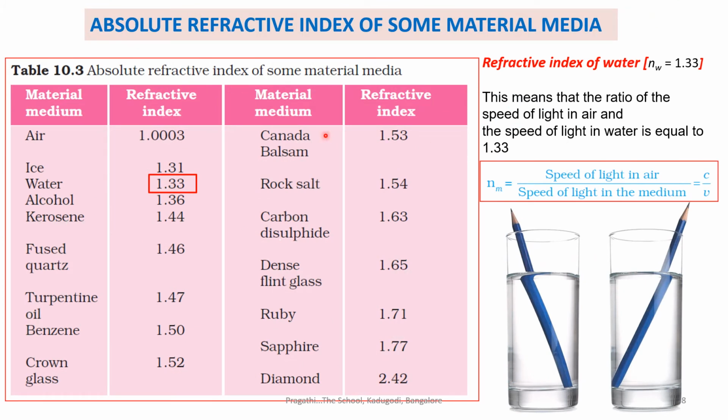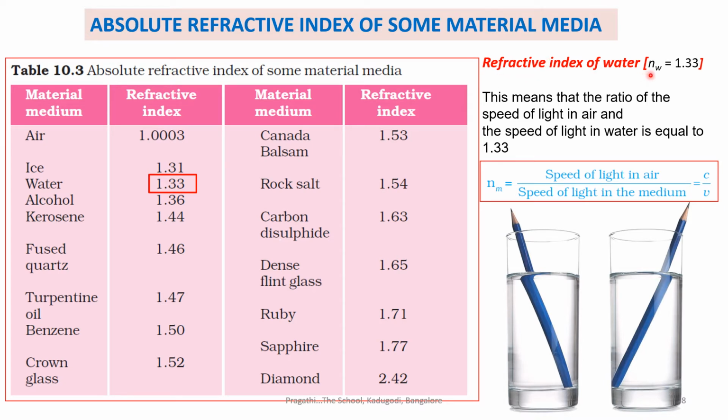We can see the absolute refractive index, or simply it can be called the refractive index. Okay, now we have to change. If it says refractive index, it is nothing but absolute refractive index. You can see here they have given just refractive index instead of absolute refractive index. Why? Because both are the same.